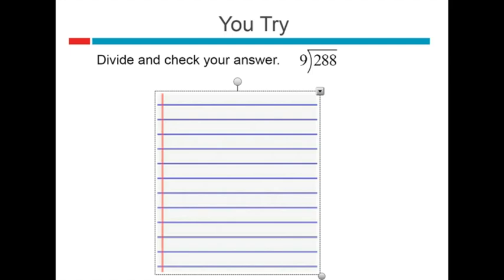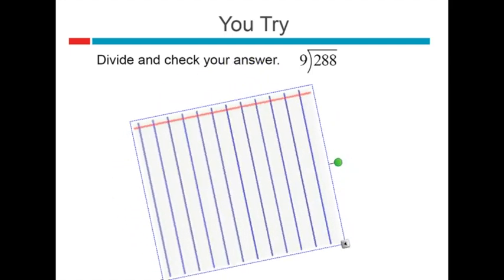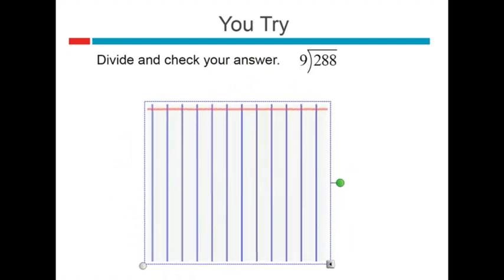First, make sure that you take your paper and you rotate it so that the lines are vertical, so you can keep a place value chart for your work. Okay, so we're taking 288 divided by 9. So I have 2 hundreds, 8 tens, and 8 ones divided by 9. 9 does not go into 2, but 9 does divide 28.